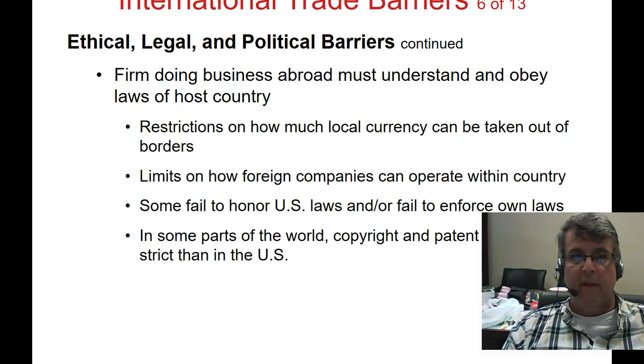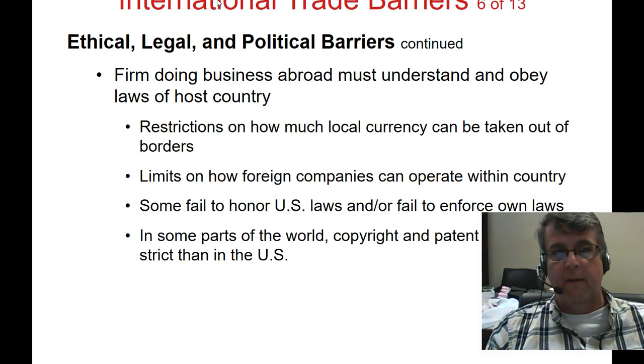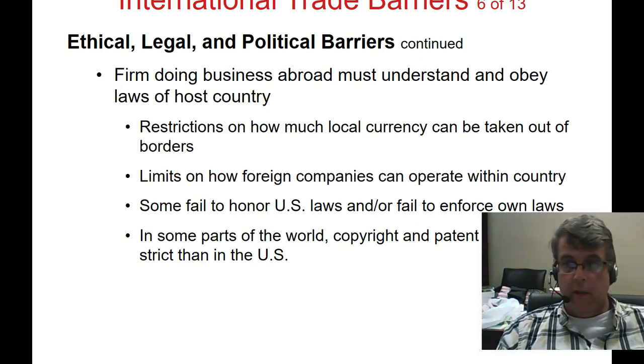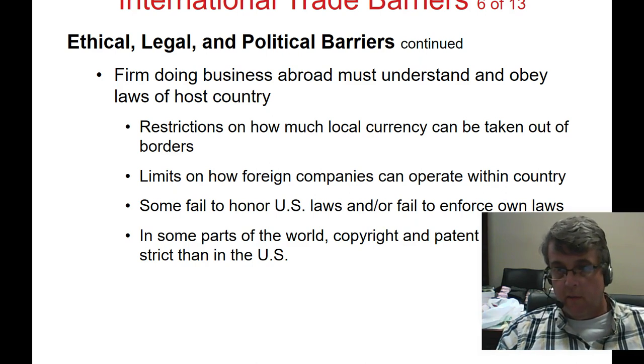Okay, we've talked about this. You don't just have to obey U.S. laws. You have to obey foreign laws. There might be restrictions on how much local currency can be taken out across borders. Say you go to a country, you do a million dollars worth of business, but there are export controls on the currency, and they say, oh, you can only bring out $50,000 worth of currency a year. How are you going to get your money out of the country?